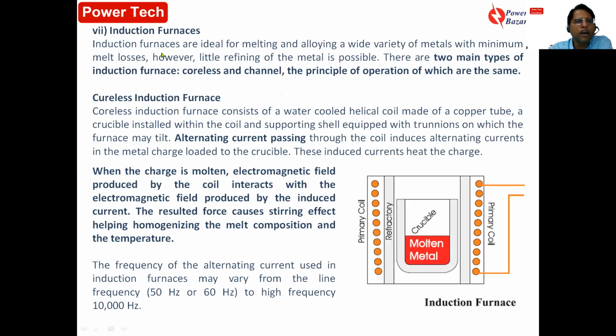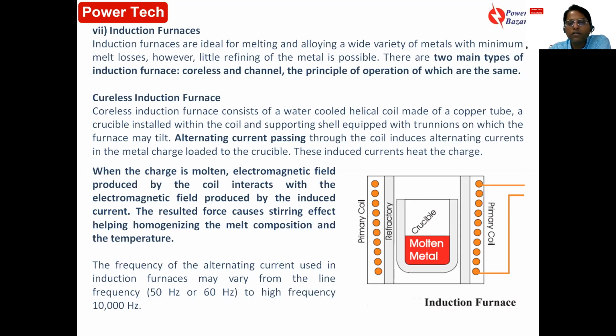The seventh one is the induction furnace. Normally, induction furnaces are of two types: one is coreless, the other is channel. The principle is the same. Basically, induction furnaces are ideal for melting or alloying a wide variety of materials with minimum melt losses. However, little refining of metal is possible. Here, refining is not possible, but you can melt, and the loss will be minimum.